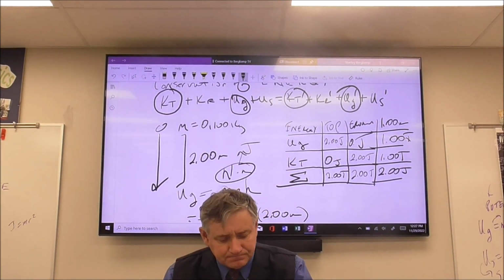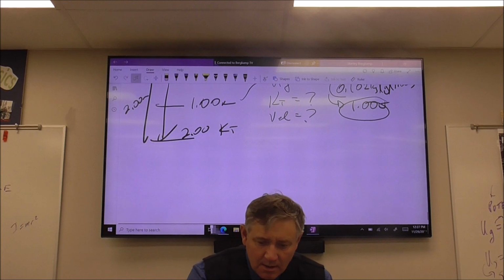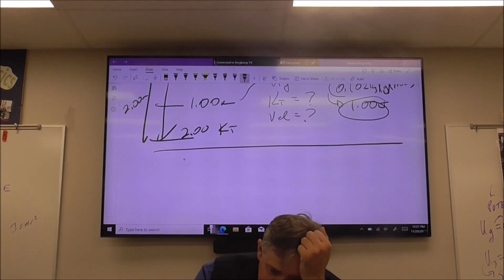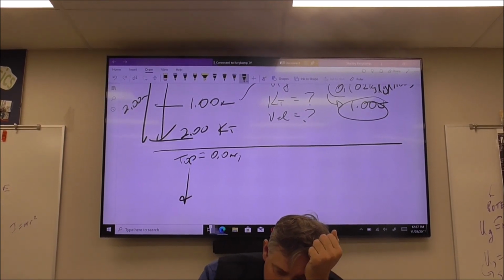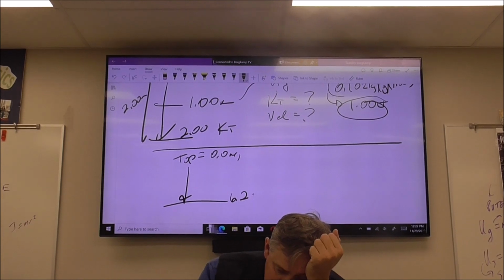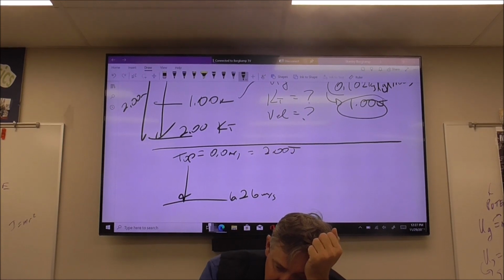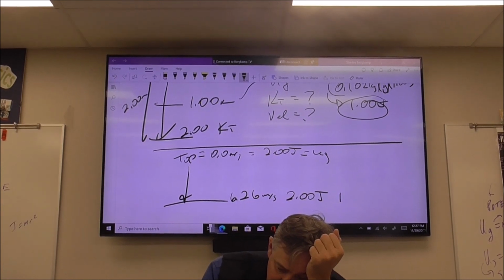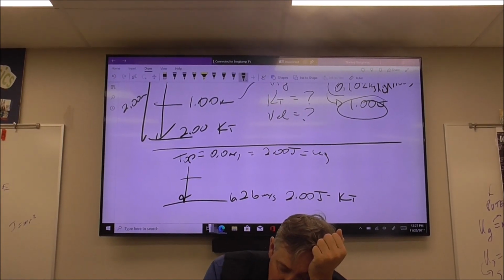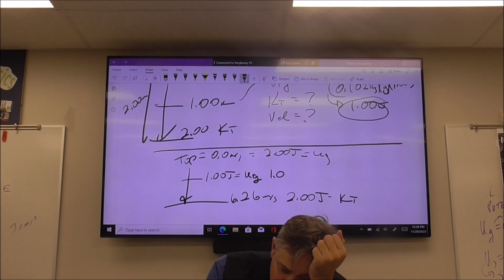All right. Now, let's talk about the velocity part of this. When Gary was up at the top, the initial velocity was 0 meters per second. When Gary landed, he was going 6.26 meters per second. Up at the top, he had 2 joules of UG. At the bottom, he had 2 joules of KT. At the middle, he has 1 joule of UG and 1 joule of KT.